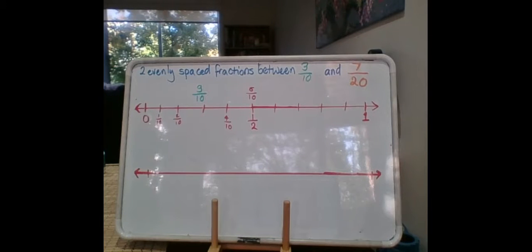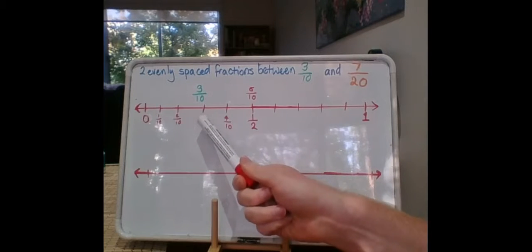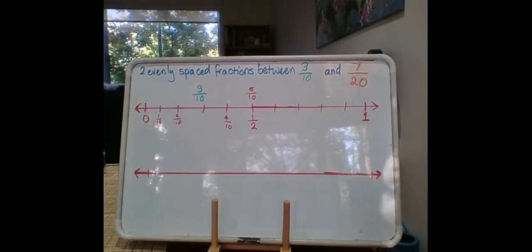Yesterday, some people said, Mr. Bolton, those fractions are right next to each other. And in fact, you were right, because if I have a look at this number line, I've got 3/10 over here. What I need to do is figure out where 7/20 would go.